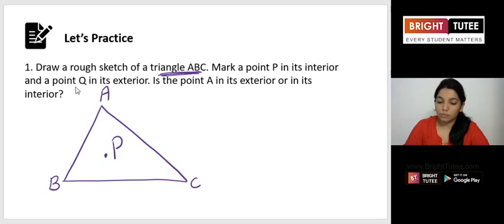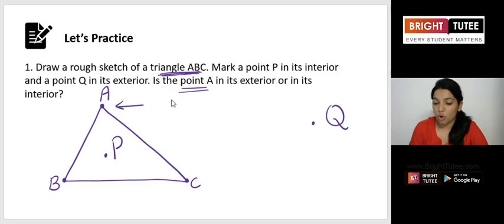Now we need to mark point Q in its exterior. I can draw it anywhere I want. So every place that you see here is the exterior except this bounded region. Now they are asking, is point A in its exterior or is it in the interior? So here is point A. What do you think? Is this interior or is this exterior? I hope you know the answer that it is neither exterior nor interior.